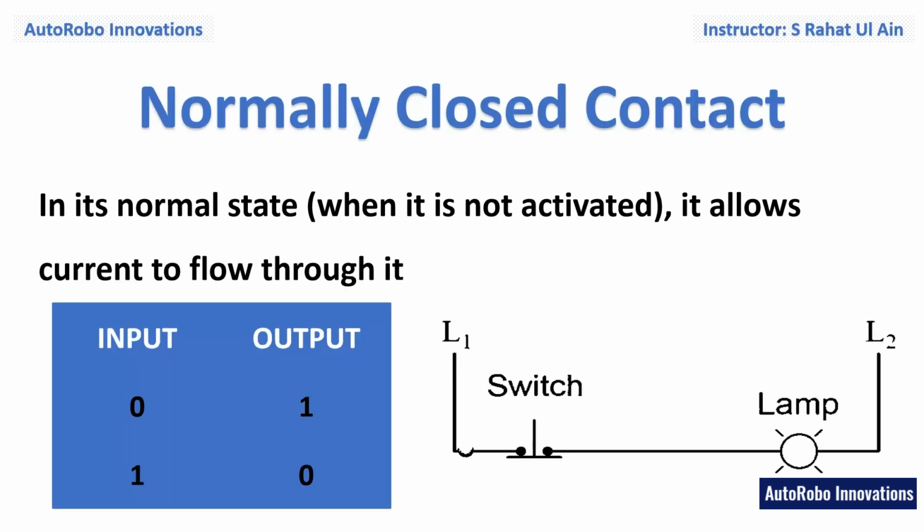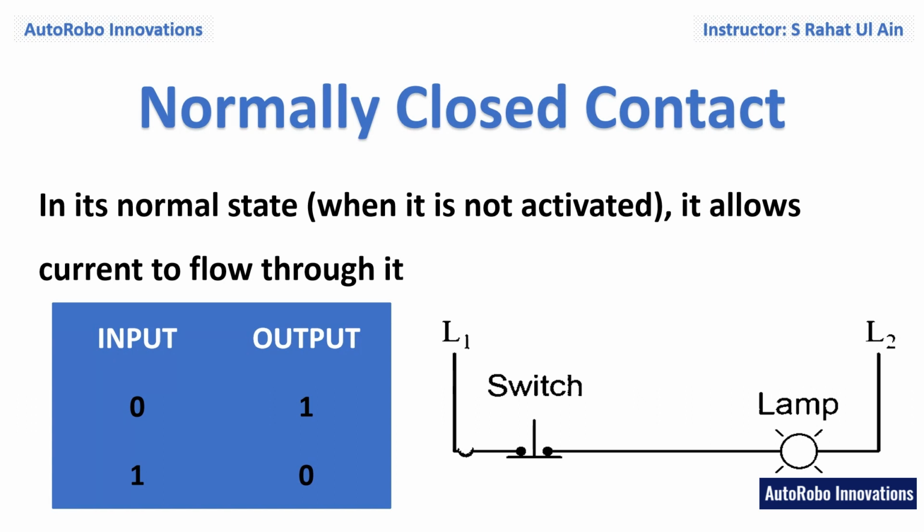Now, normally closed contact. In its normal state, that is when it is not activated, it allows current to flow through it. As you can see in the diagram, when the switch is not activated, the lamp is still on. But when the switch gets activated, that is when we turn on the switch, the lamp goes off. So when input is false, when input is 0, the output will be 1 or true. And when input is true, when input is 1, the output will be 0. The output will be false.